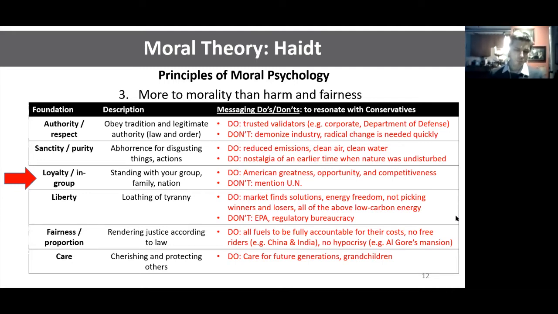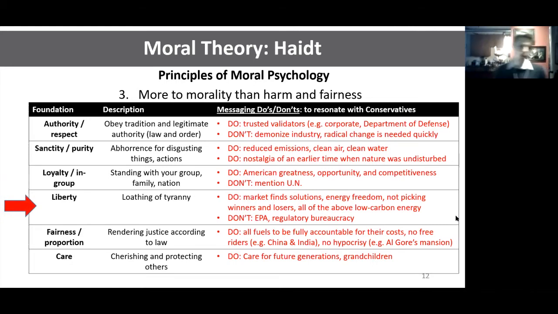But at the same time, while there's distrust in the federal government, we all share patriotism. And so we should talk about things like American greatness, opportunity, and competitiveness. How do we make America competitive for the 21st century? How do we make America great again, right? How do we become the leaders in the energy transformation that's likely to happen? How do we become leaders in this new technology and really lead the rest of the world? So those would be things you want to key in on.